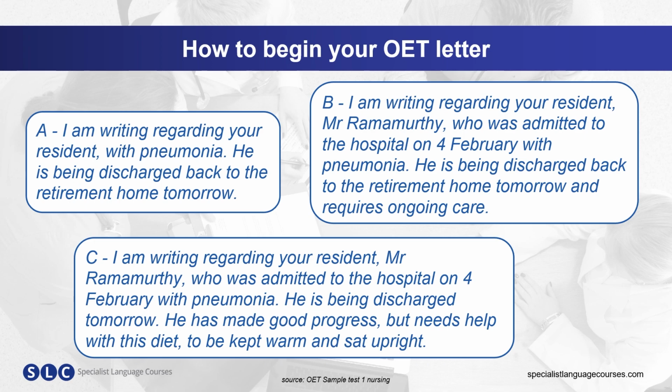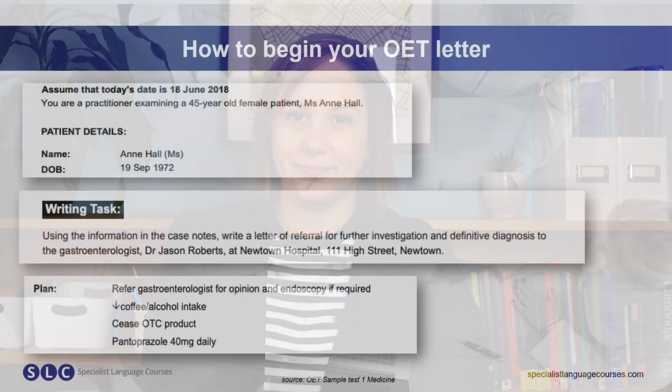Which one did you choose? Well, paragraph A is too brief and it's missing details such as the patient's name, when he was admitted, and why you are writing. Paragraph B contains all the necessary information and it's clear to the reader why you are writing. Paragraph C contains too much information and detail at the end of the paragraph, and this would be more appropriate to write later in the letter.